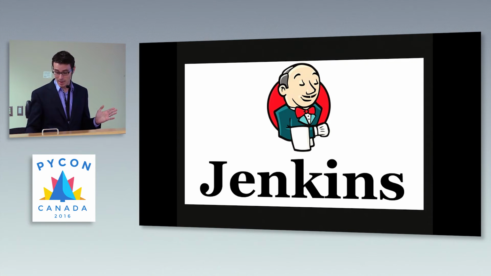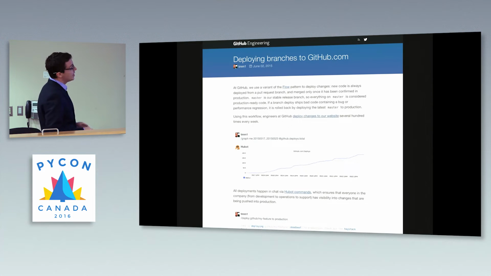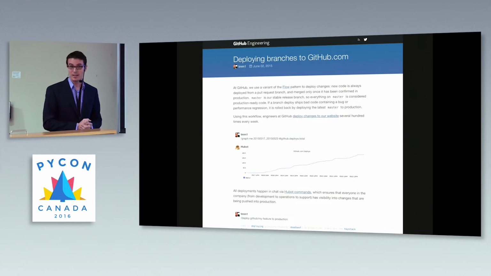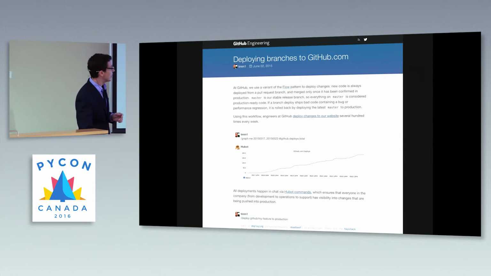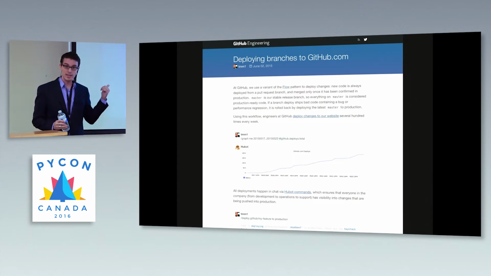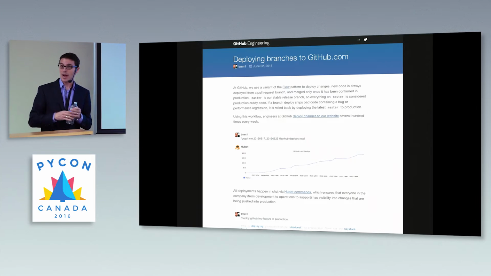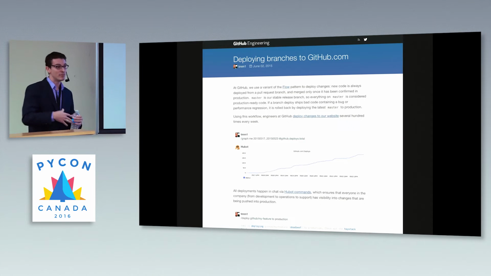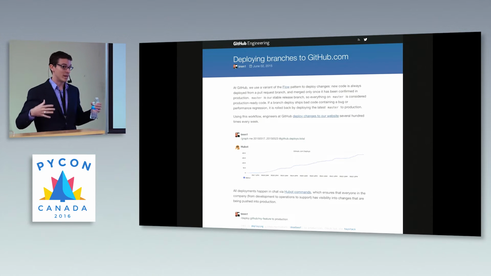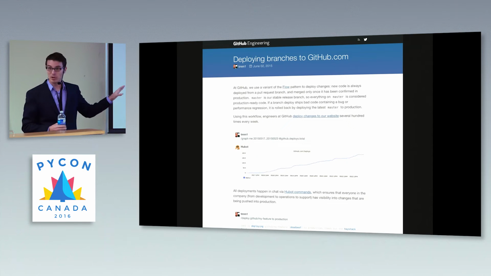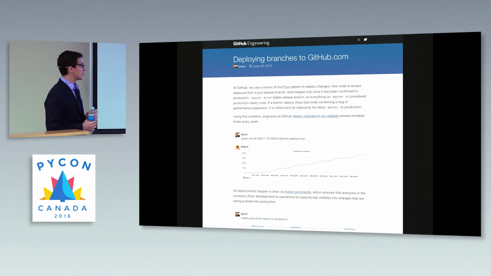And then I came across a blog post that would go on to define my work for the rest of the year. Deploying branches to github.com. This is a fantastic post. This is written by a developer at GitHub, and it talks about how they deploy GitHub itself. So when you go to github.com, you are running the GitHub application. This is how they deploy it hundreds of times per week. All right, you probably didn't know that. GitHub.com is updated hundreds of times per week.